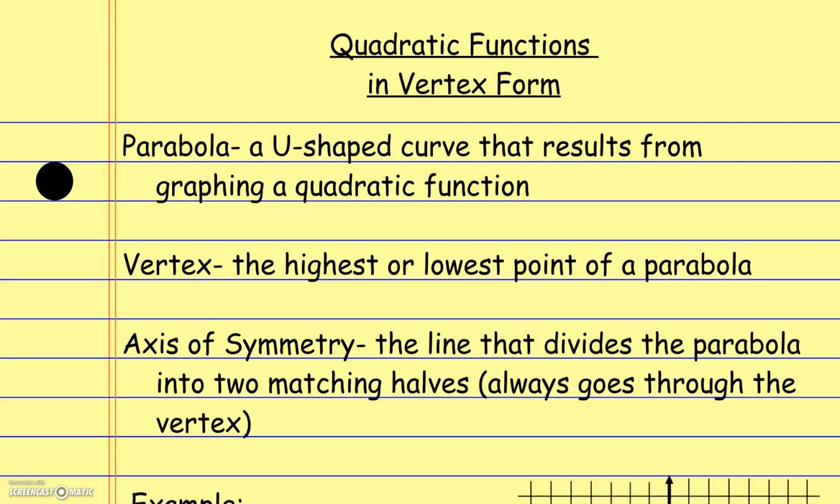When we graph the axis of symmetry, we always graph it as a dotted line because it's not really part of the graph of the parabola. It's just there to assist us in graphing the parabola.